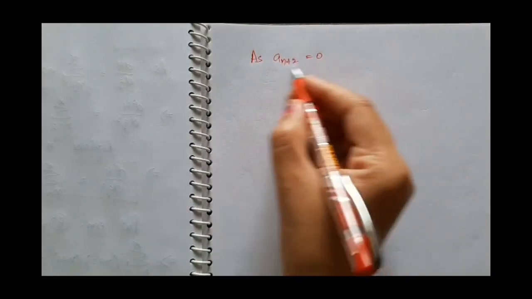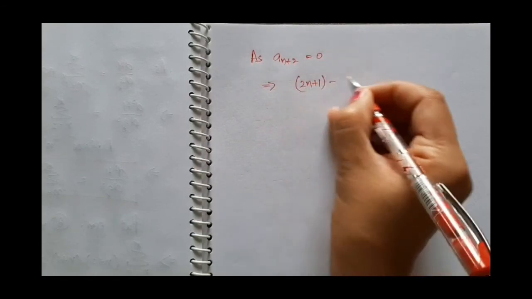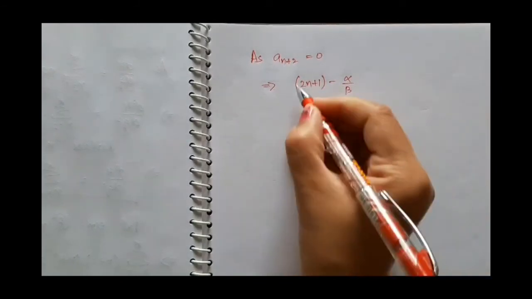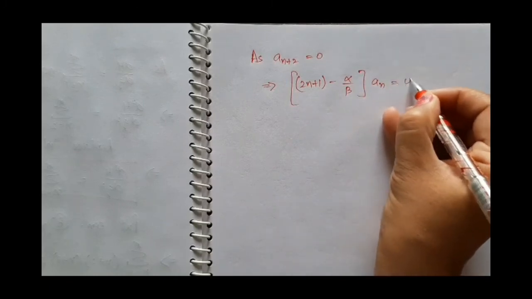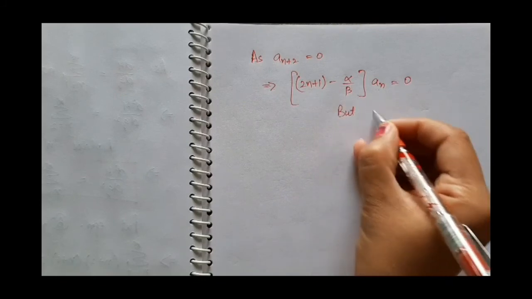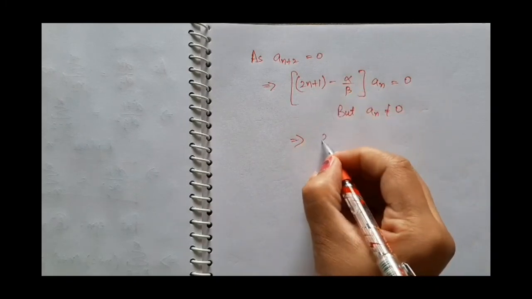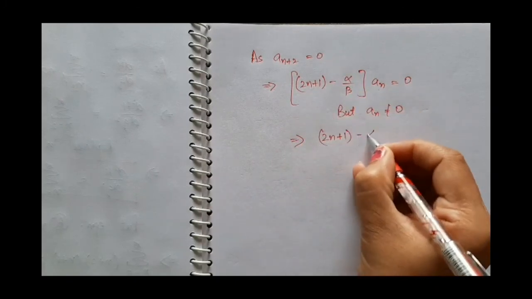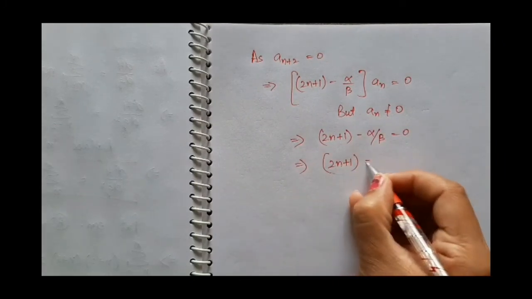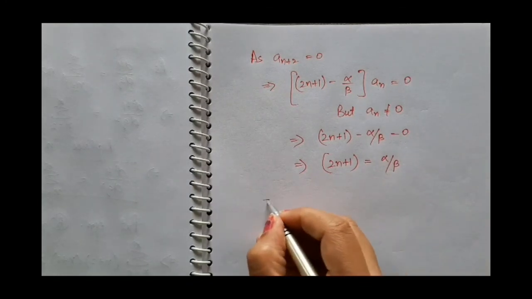So put this a n plus 2 equal to 0 and you will get 2n plus 1 minus alpha by beta, this into a n, equal to 0, because the denominator into 0 will be 0. And a n is non-zero. So this equation is 0 if and only if this factor is equal to 0. And this implies 2n plus 1 is equal to alpha by beta. And what are alpha and beta? Put the values of alpha and beta.